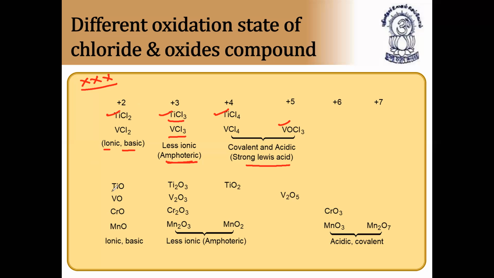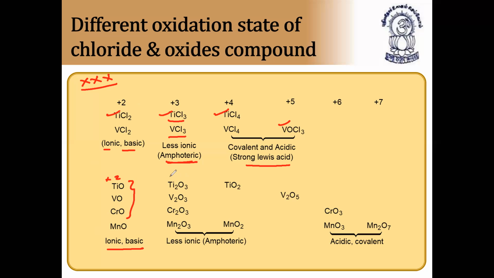Now with respect to oxides also, you can see here all the metals are in plus 2 state. They are ionic and basic. So they form ionic compounds. Titanium oxide is ionic. Vanadium oxide is ionic. Chromium oxide is ionic. Manganese oxide is also ionic.